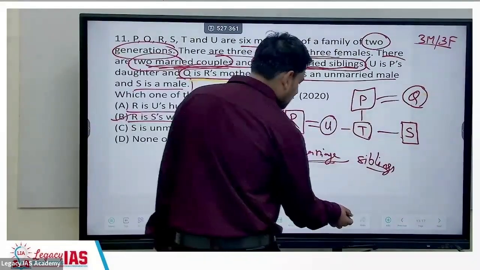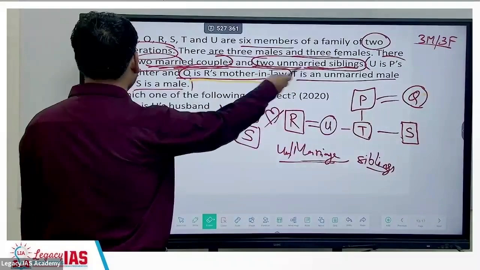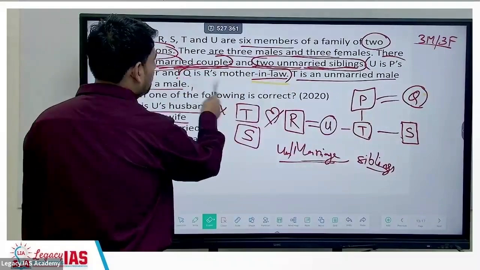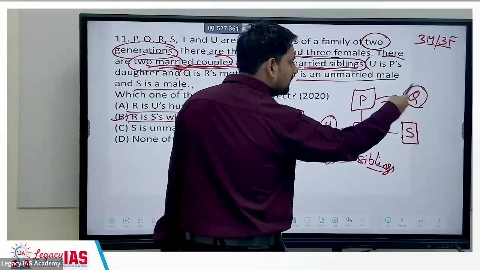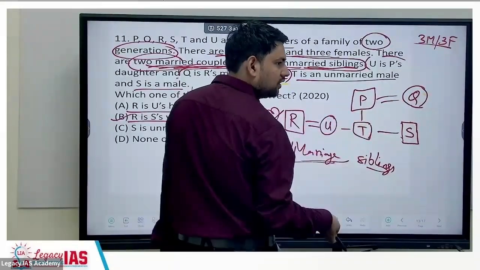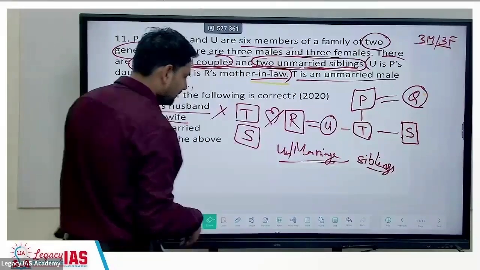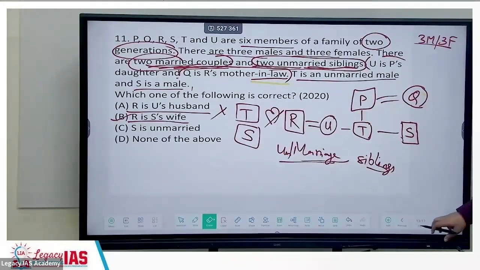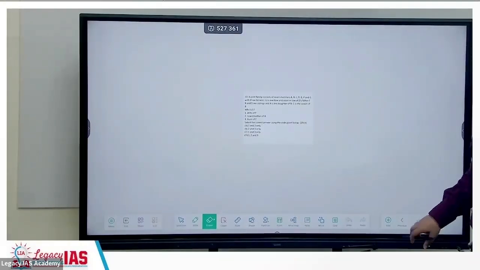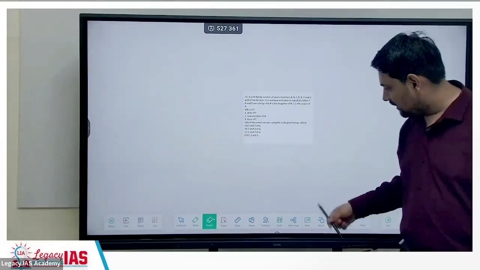P's and Q's gender, because Q is given, no? Q is R's mother-in-law. So she's a female. Now if Q is female, this has to be a male. Shall we move forward? Okay, do this.